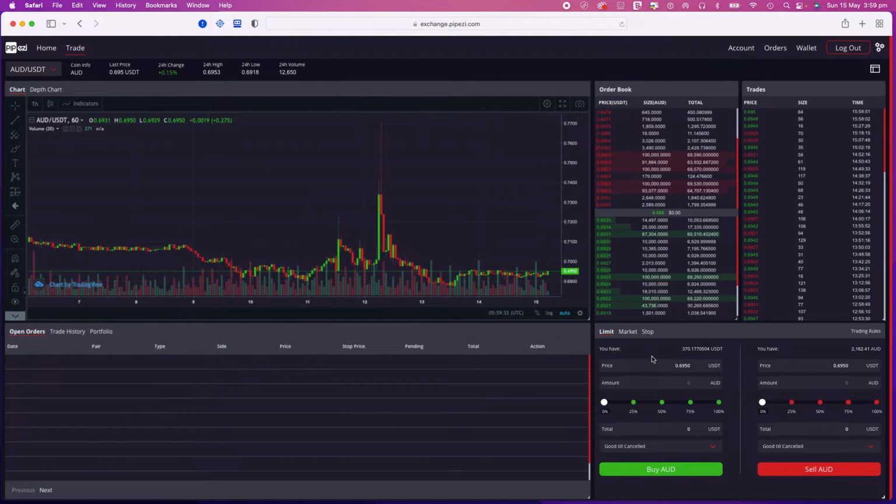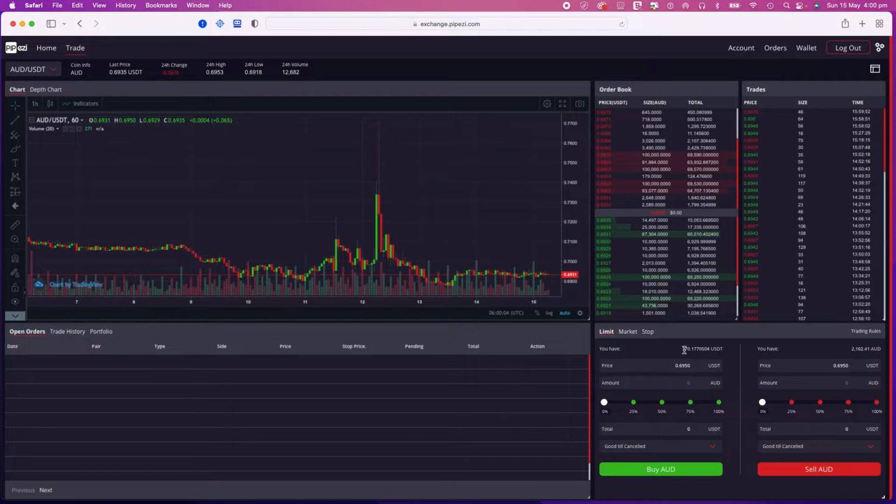Now it shows it's a bit the other way around, but I've already got 370 USDT and I've got 2,162 Australian dollars. Now I cannot buy USDT, it says buy AUD or sell AUD. The only logic is that I will sell AUD in order to get USDT. Remember that. So if the pair is not in a form that you can buy what you want, you just have to sell the matching pair to get the opposite one.